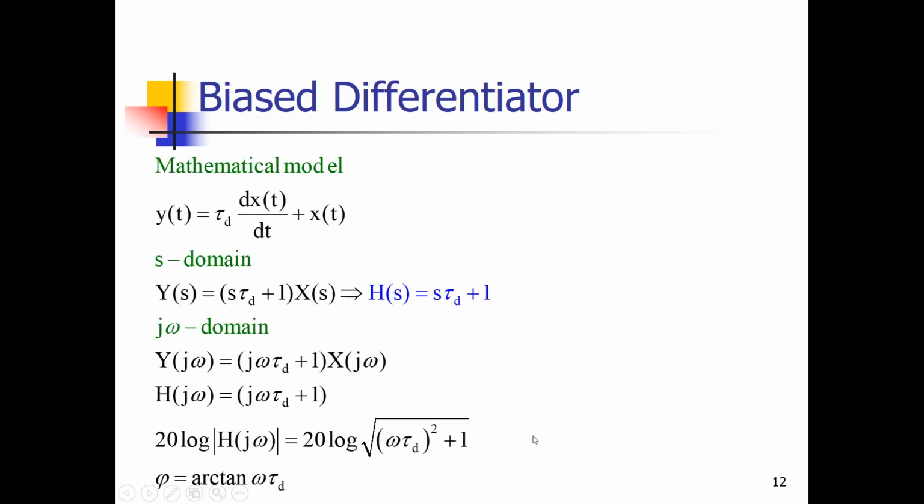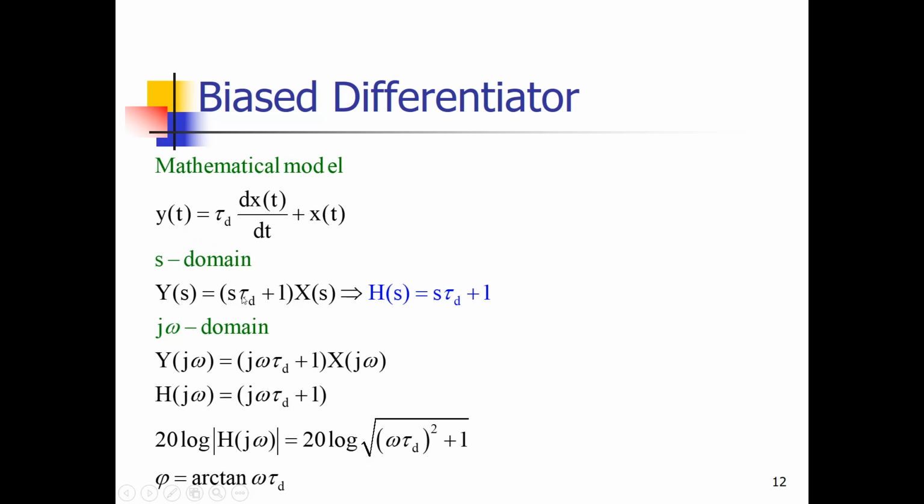Okay, the last one is the bias differentiator, and the bias differentiator has a mathematical model, a differential equation, which says that the output signal is a time constant, tau d, times the derivative of the input plus the input, and the input signal is x. So y equals tau d times the derivative of x plus x. Well, going from the differential equation to the S domain, we can replace d/dt again by S, and then we get tau d times S times X plus X, which is this part of the expression, equals Y.